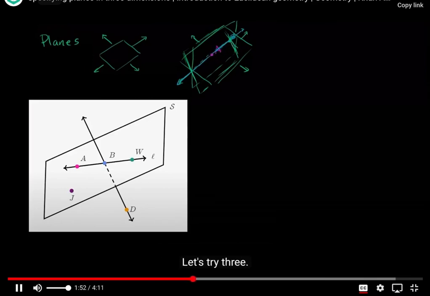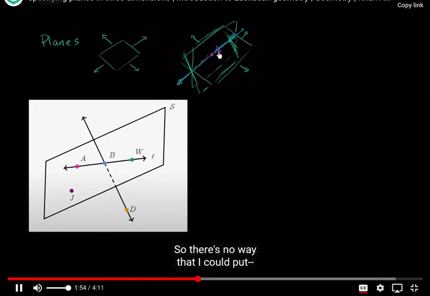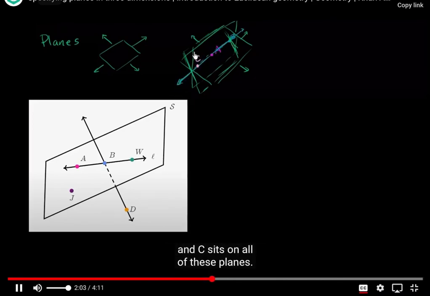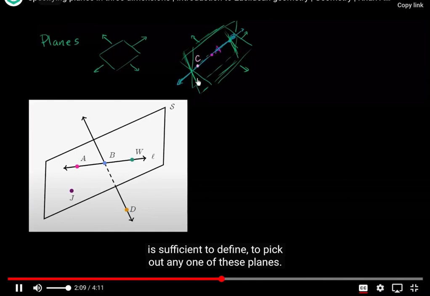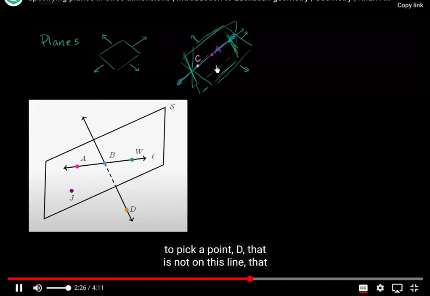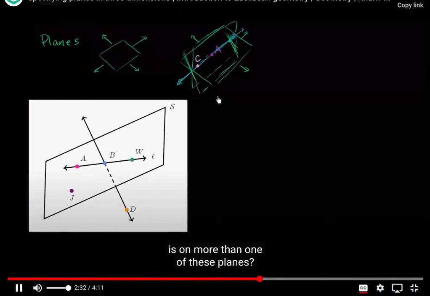Let's try 3. Let's be careful here. I could put a third point right over here, point C. And C sits on that line, and C sits on all of these planes. So it doesn't seem like just a random third point is sufficient to pick out any one of these planes. But what if we make the constraint that the 3 points are not all on the same line? Obviously, 2 points will always define a line, but what if the 3 points are not collinear? So instead of picking C as a point, is there any way to pick a point D that is not on this line, that is on more than one of these planes? Well, no.